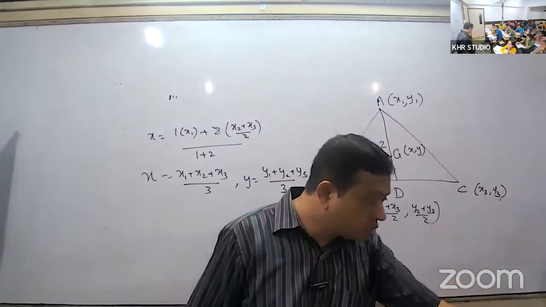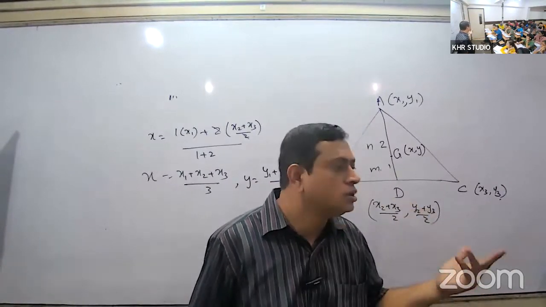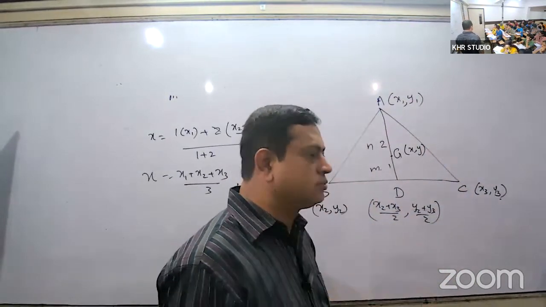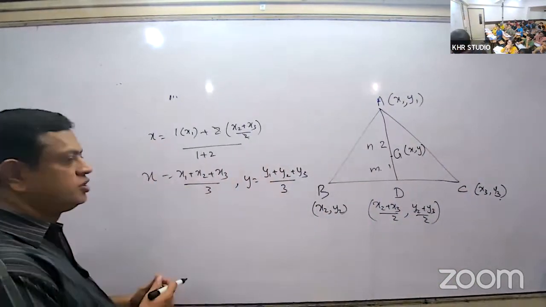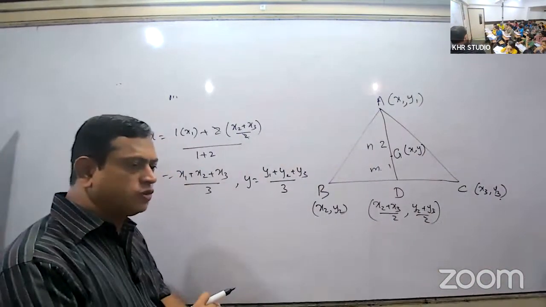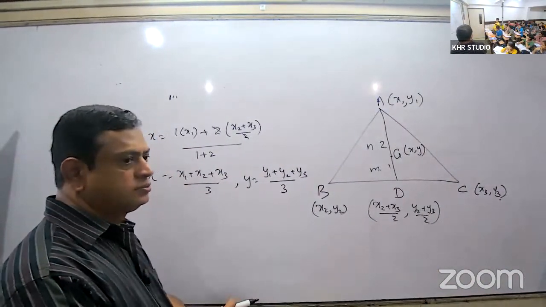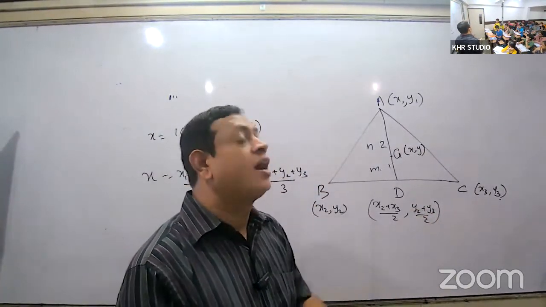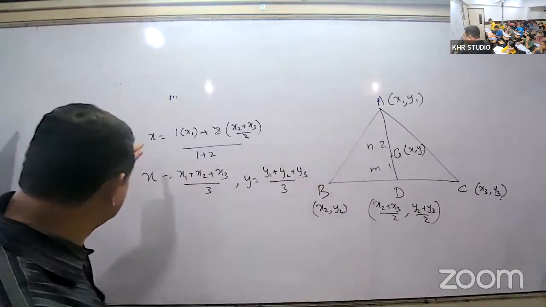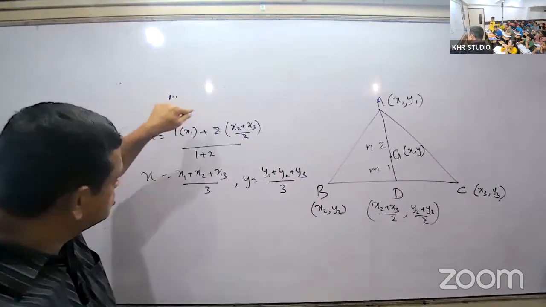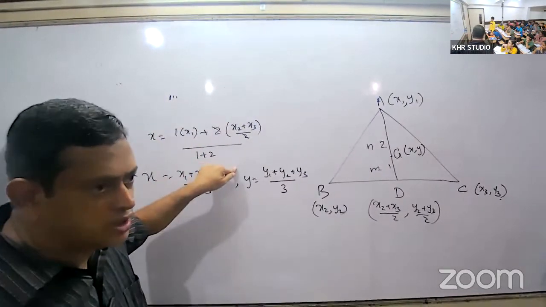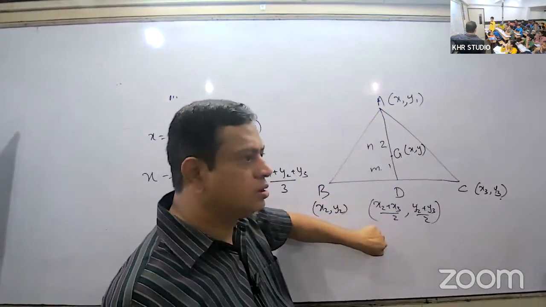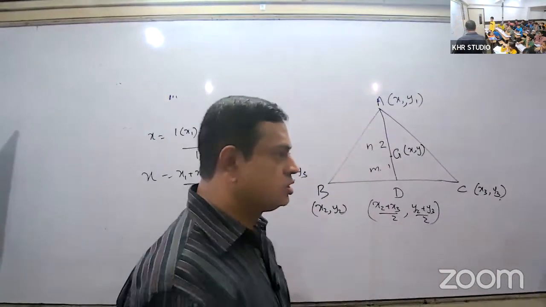Let him speak now. We have taken x comma y as the unknown. Do you know what x is there? Tell the section formula. x is equal to M x2 plus N x1 divided by M plus N.